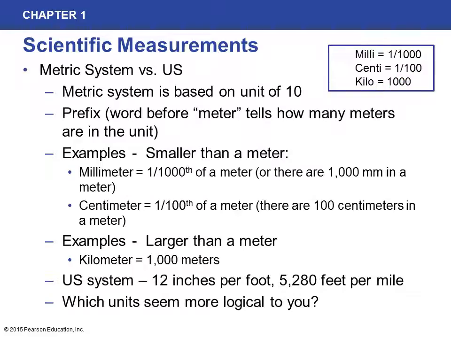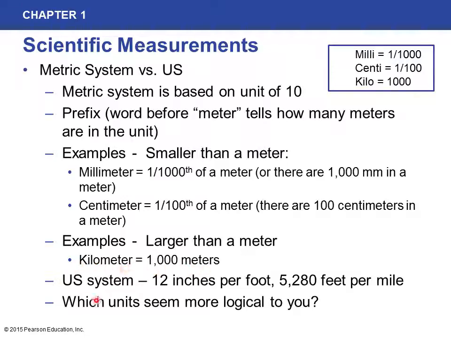And there are some other basic terms, but those are a few examples. For example, millimeter means milli is 1/1000th, so it means 1/1000th of a meter, or that there are 1,000 millimeters in a meter. Centimeter is 1/100th of a meter, or there are 100 centimeters in a meter. And an example of going larger than a meter, kilometer, or kilo means 1,000, so kilometer means 1,000 meters.